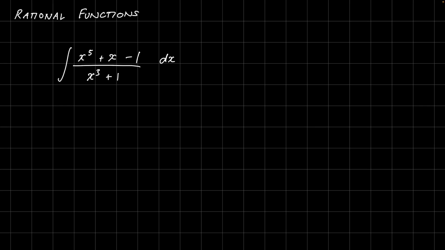So the first example we're going to do is this one here, where we have the integral of a rational function. Now a rational function just means basically a fraction of polynomials. The interesting thing about it is that the degree, or the highest power, is bigger on the numerator than on the denominator. So it's a degree 5 polynomial on top and a degree 3 polynomial underneath.